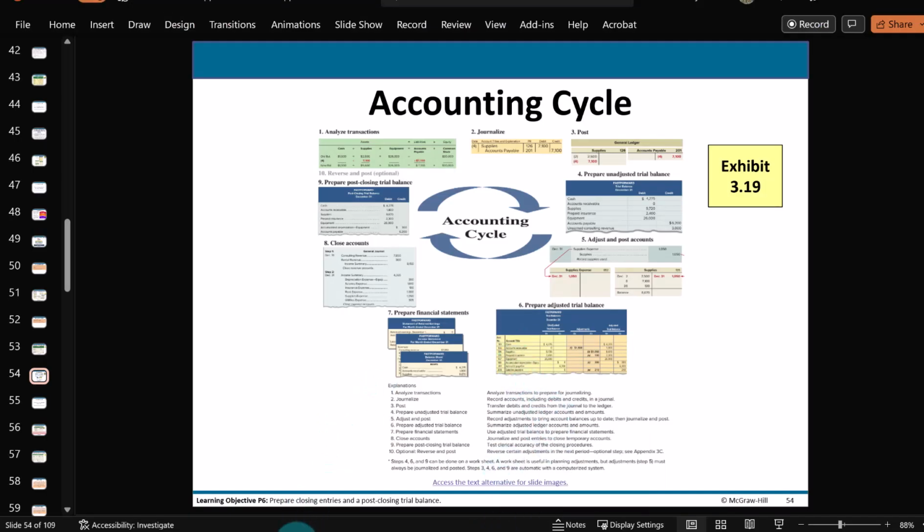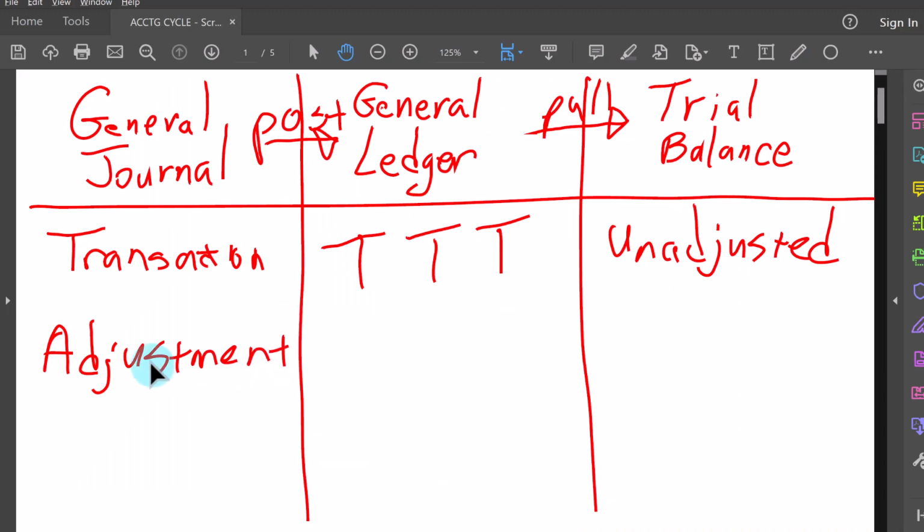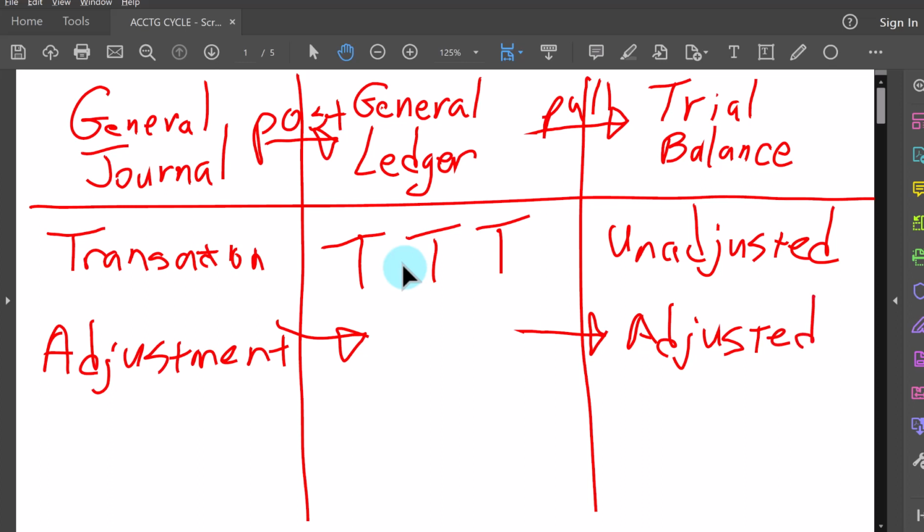Okay, where am I? Here on my illustration. So we're journalizing those adjustments and we post them to the ledger, just like transactions, updating the balances in our ledger accounts. And we're going to pull another trial balance, but this time it's called an adjusted trial balance because it includes those adjusting journal entries.